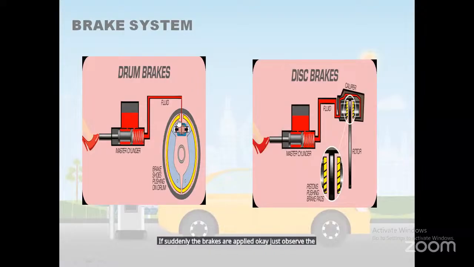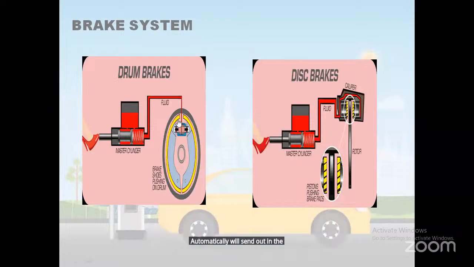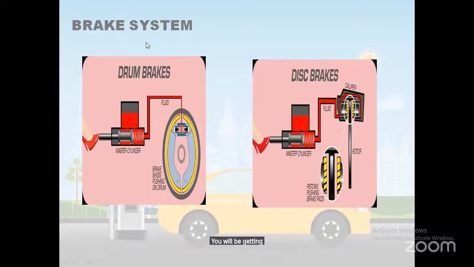If suddenly the brakes are applied, say you are running very fast and someone is coming from the opposite direction and hitting you, then what happens? Automatically we'll fall down. In the same manner, we'll lose the balance. It is the same with the disc brake also. Whenever you use the disc brakes suddenly, because of the sudden loss of motion in the vehicle, you will get problems.